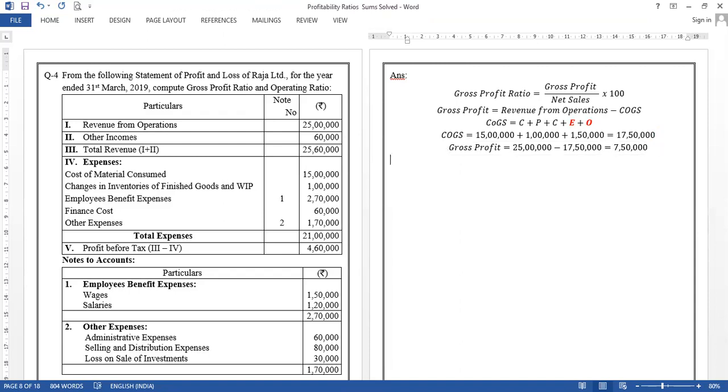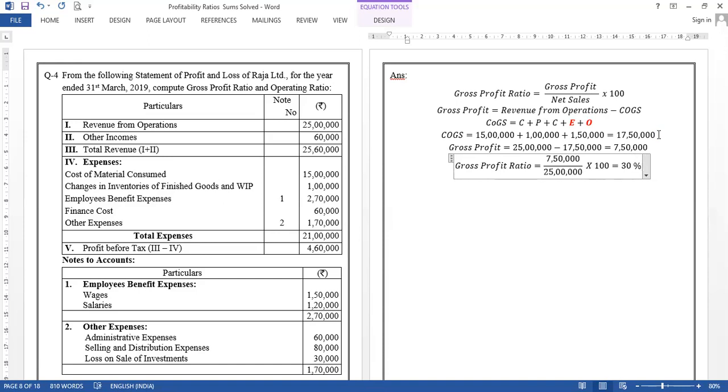Okay, so this is my gross profit. Now once I'm able to calculate the gross profit, let me calculate the gross profit ratio also. The formula is already mentioned on the top. So gross profit ratio will be equal to the amount of gross profit, which has come to 7,50,000, divided by the sales, which amount to rupees 25 lakhs, into 100. So the answer will be 30%. 7,50,000 divided by 25 lakhs into 100 is 30%. This is how we calculate the gross profit ratio.